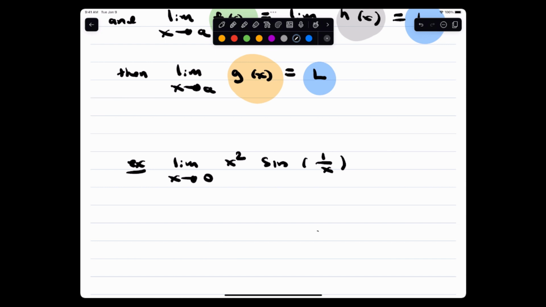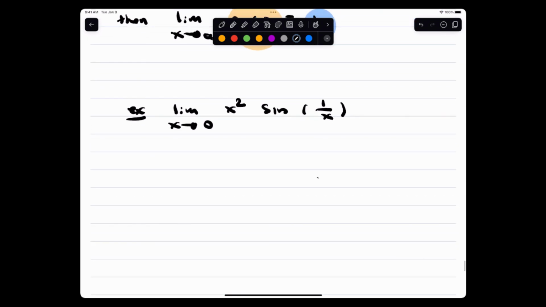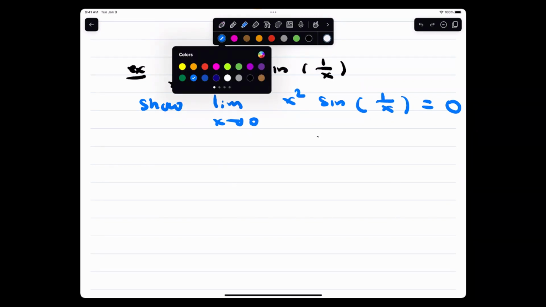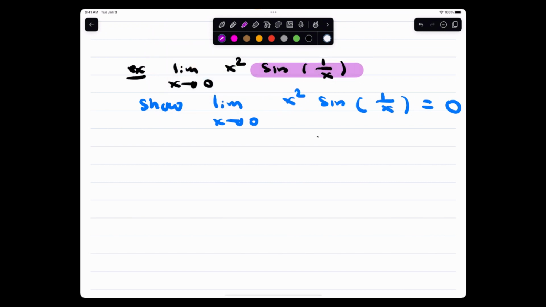So how do I show that the limit is 0? Sometimes they'll say, show the limit as x goes to 0 of x squared sine of 1 over x equals 0. I've seen books write this down. Now here's what you're supposed to do. This is a classic question, meaning, you see this statement here, sine of 1 over x?